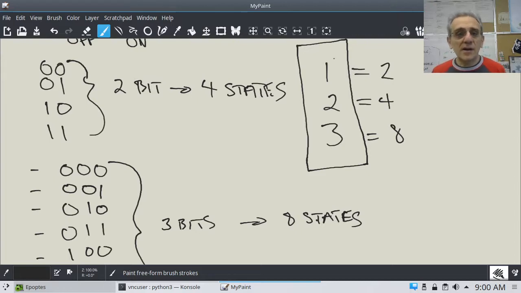Okay, so I hope you figured it out. If you didn't, that's okay. But the answer is, basically, if you use this number as the exponent of the base 2. So if you go like that. In other words, 2 to the power of 1 is 2. 2 to the power of 2 is 4. 2 to the power of 3 is 8. Okay?